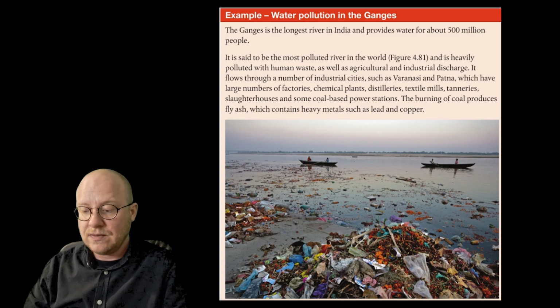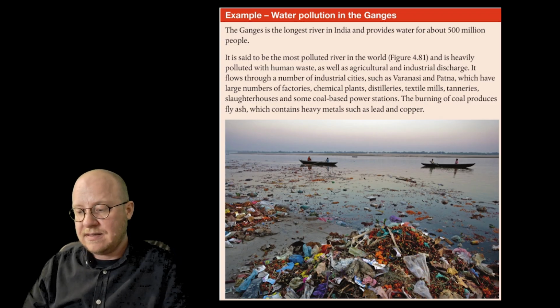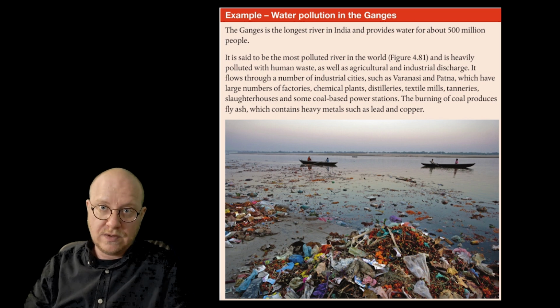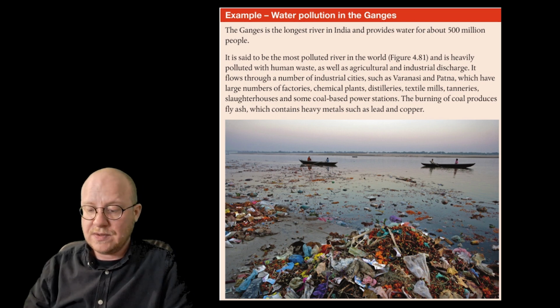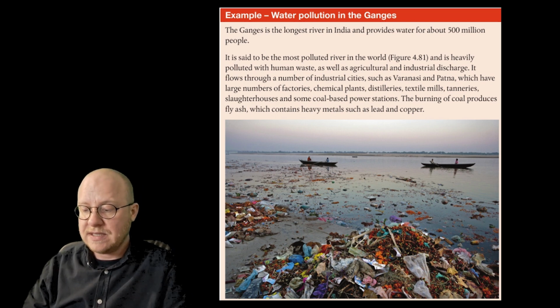distilleries, that's where you make alcohol, textile mills, that's where you make cloth, tanneries, that's where you make leather, slaughterhouses, you slaughter animals, you kill animals, and some coal-based power stations. The burning of coal produces fly ash, which contains heavy metals such as lead and copper.